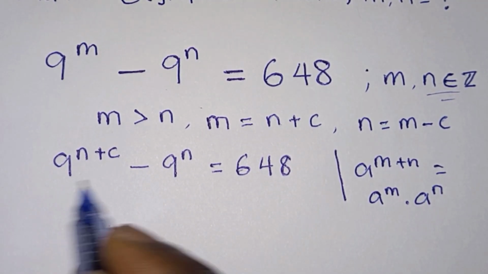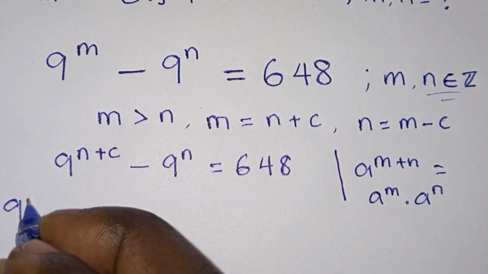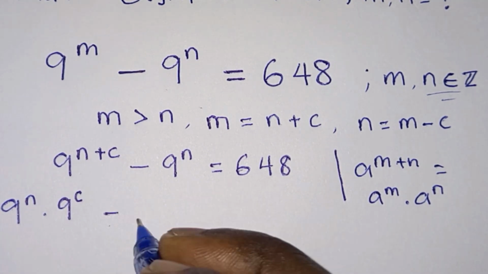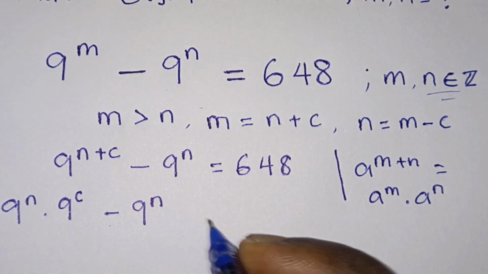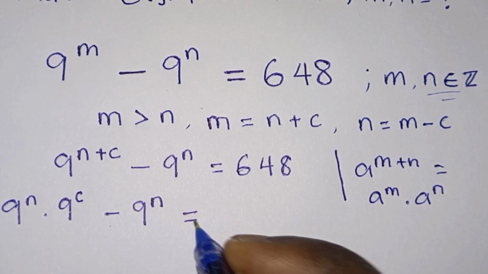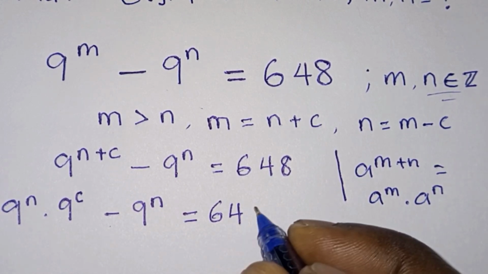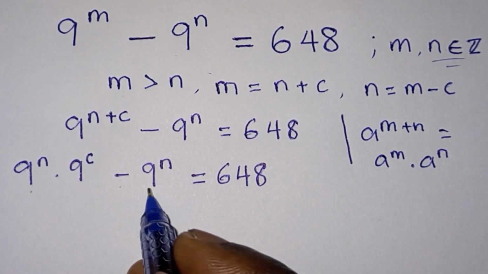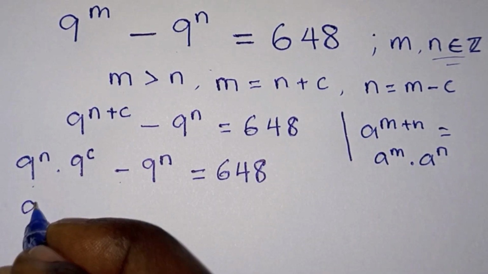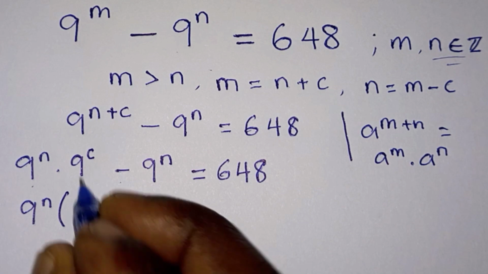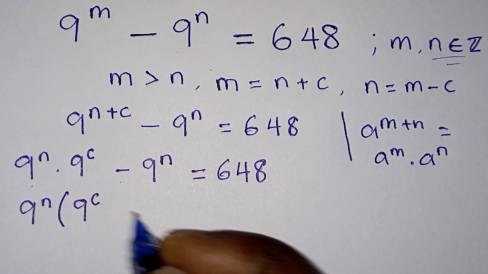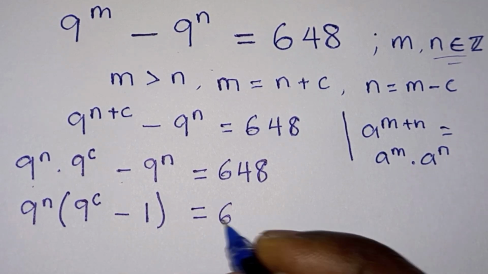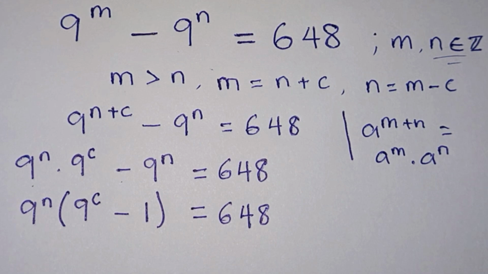So from here we can write the whole of this one as 9 to the power n times 9 to the power c, then minus what we have here, which is 9 to the power n. And this is equal to 648. We have 9 to the power n here, and then we have the exact same thing here, so we can factor 9 to the power n out. Then this side we are left with 9 to the power c minus 1, and this is equal to 648.